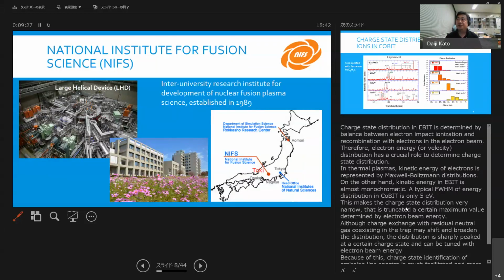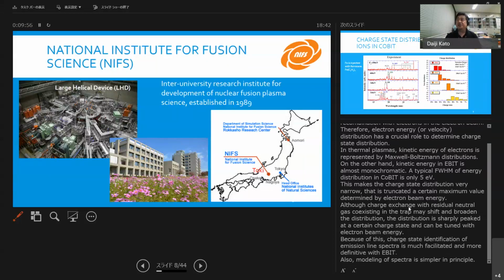So this makes the charge state distribution very narrow, truncated at a certain maximum value determined by the electron beam energy. Although charge exchange with residual neutral gas coexisting in the trap may shift and broaden the distribution, it is sharply peaked around the maximum charge state and can in principle be tuned with the electron beam energy. Because of this, charge state identification of emission line spectra in EBIT is much facilitated and more definitive. Also, modeling of spectra is much simpler in principle.